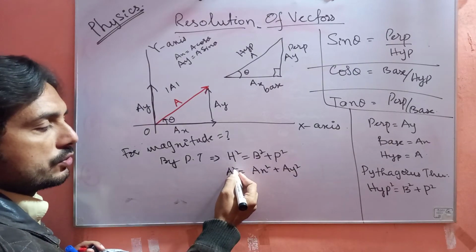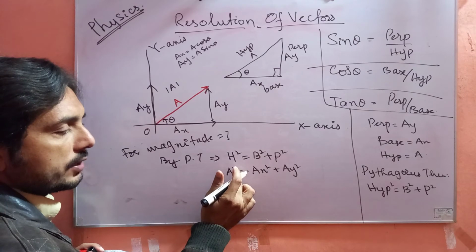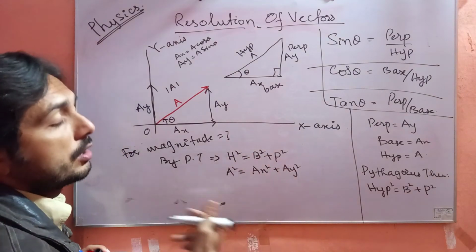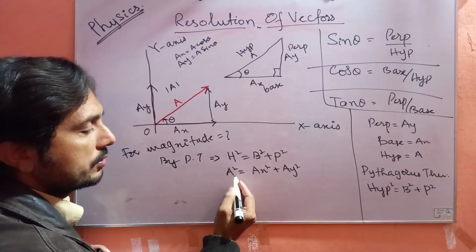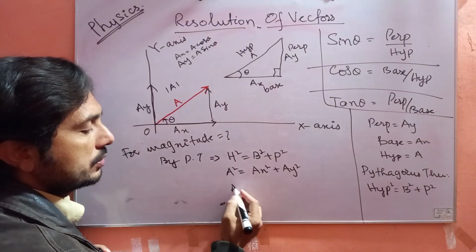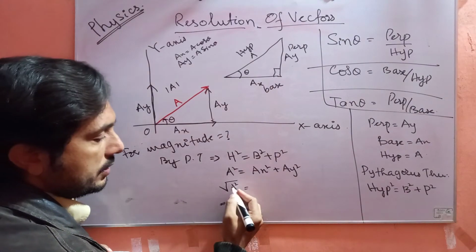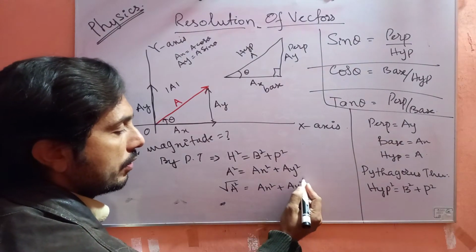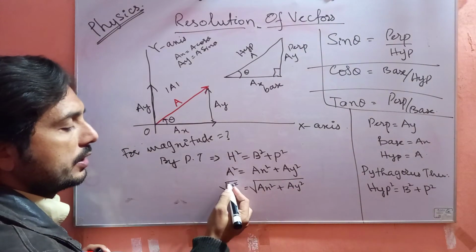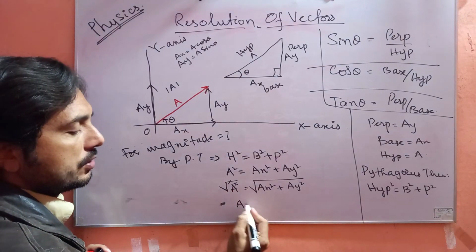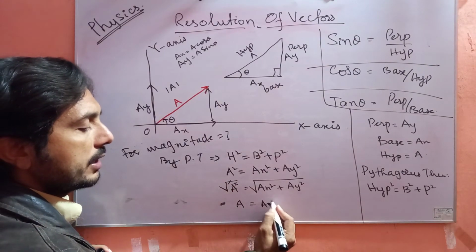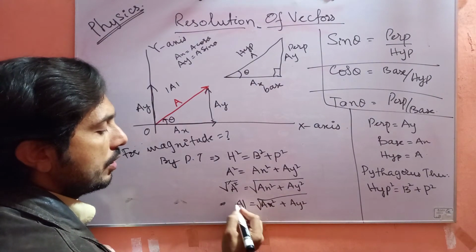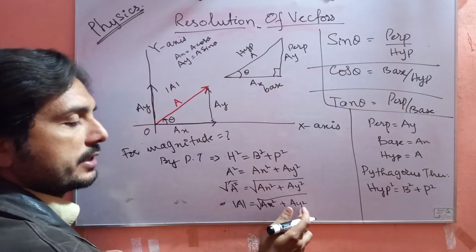and perpendicular is equal to Ay, whole square. Now we have to move this square to the other side. Whenever the square is moved to the other side, it goes as a square root. Or in simple words, we can say we are squaring both sides. We take the square root of this side, and we are also taking the square root of this side as well. Now here, square and square root cancel. You just get the magnitude, and that magnitude is equal to the square root of Ax square plus Ay square.